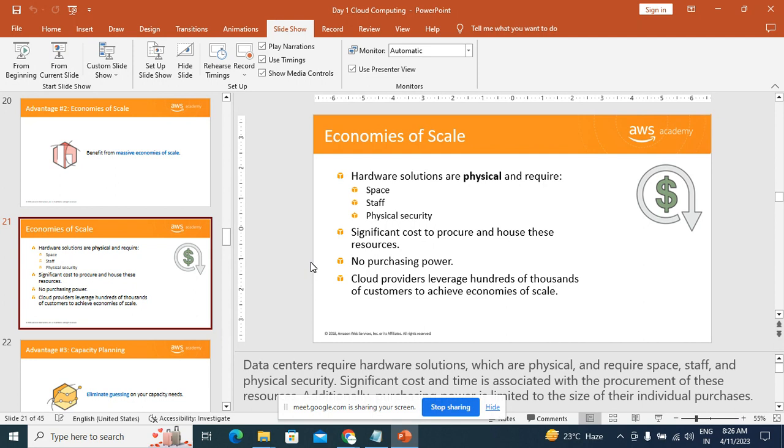So no purchasing power. In AWS, when you are getting into cloud computing services, we are not buying anything. We are just using the services for a certain amount of time for a certain amount of money. It doesn't mean you will be keeping all the equipment with you. So you need not spend a huge amount of money buying any equipment.